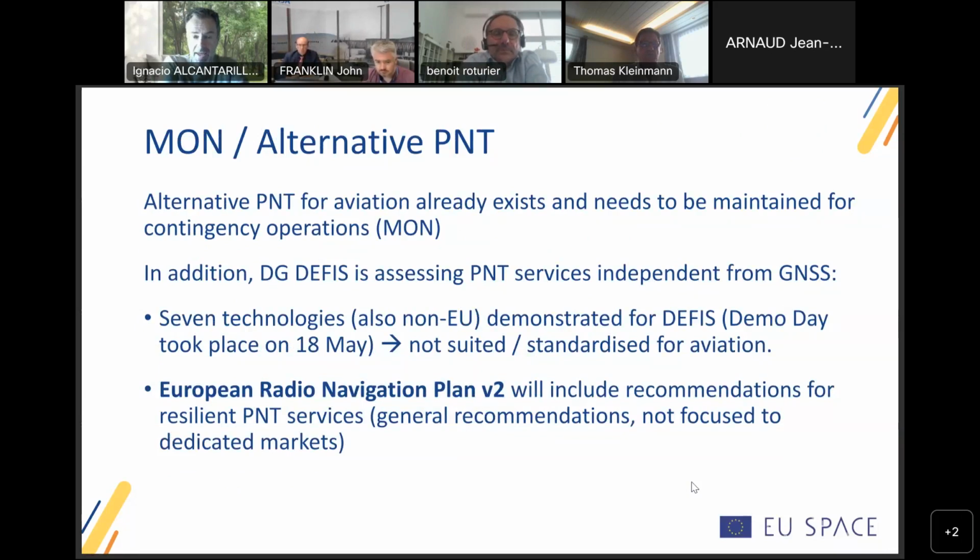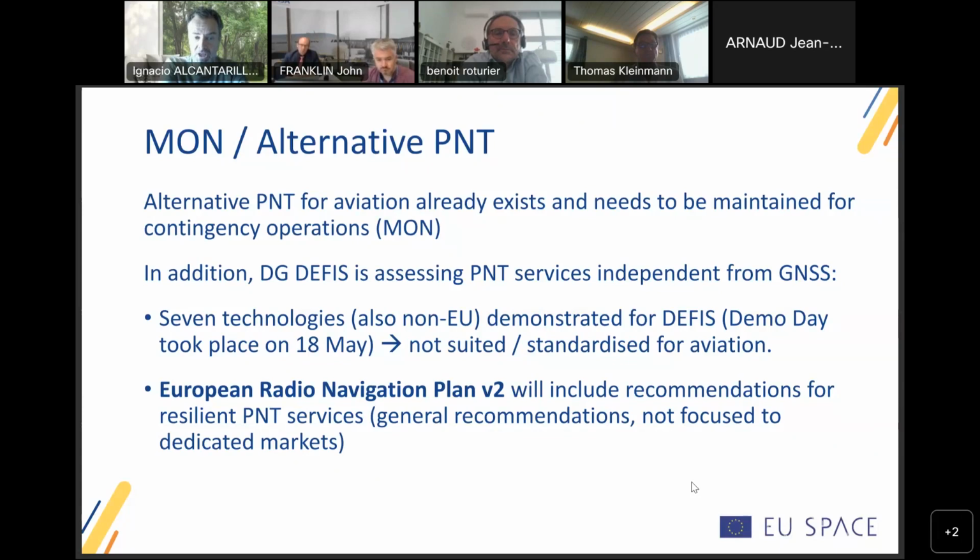In your case in aviation, you are, I would say, the best student in the class, in the sense that you are coming from conventional navigation aids infrastructure, and therefore you already have this alternative PNT infrastructure. What you need to do is to keep the minimum one, so that if there is a GNSS disruption, you can still maintain your operations.